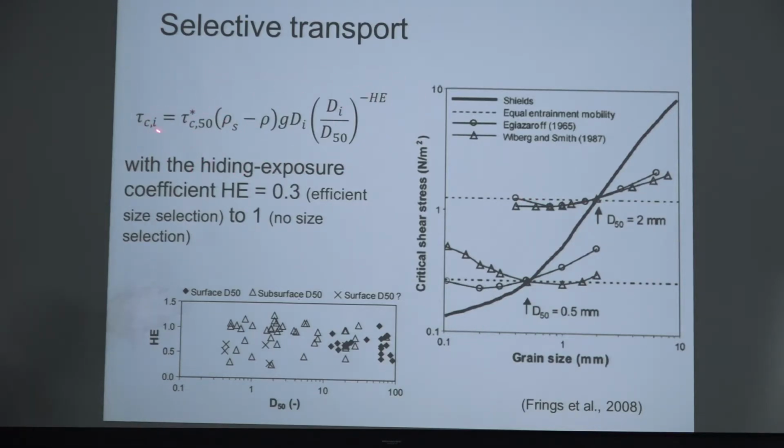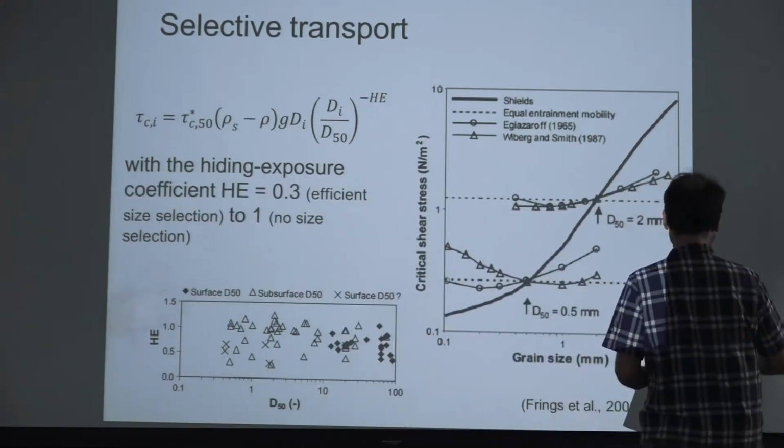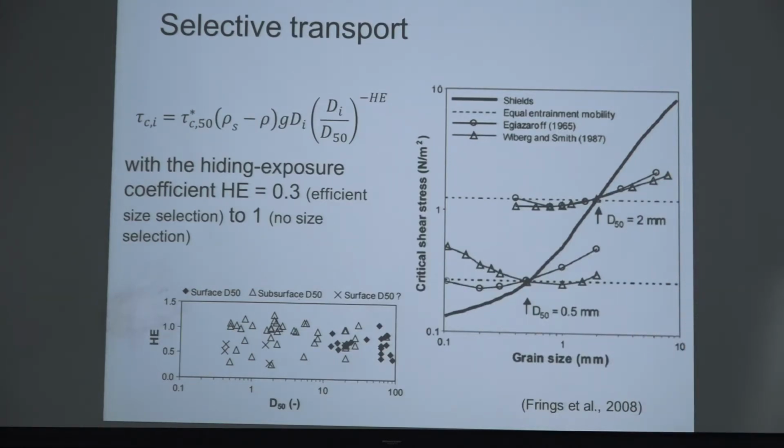One of the most common and simplest is to consider that the critical shear stress to move a particle depends on the critical shear stress of the median particle of your bed load distribution, multiplied by this term, where you can see a ratio between the grain size you're looking at and the median grain size, di over d50, to an exponent minus the hiding exposure exponent. So for an exponent of 1, you will get d50 over di.